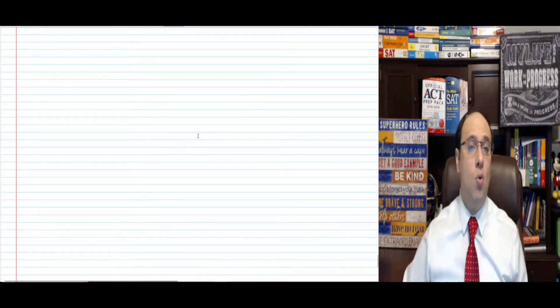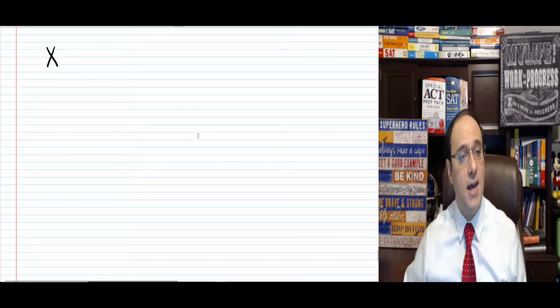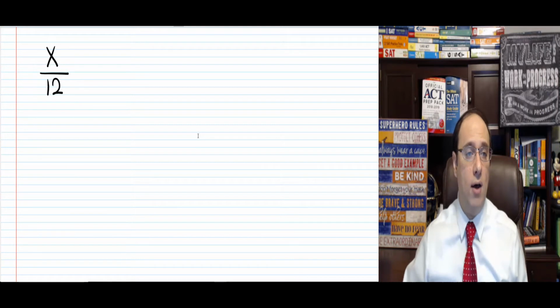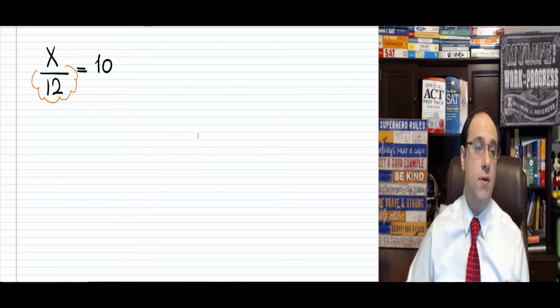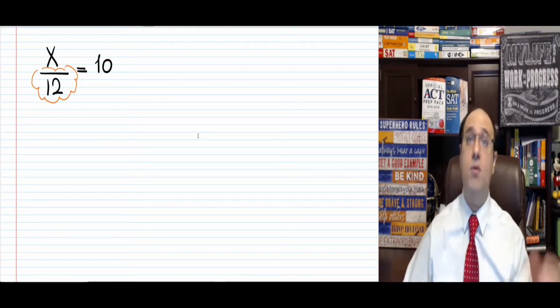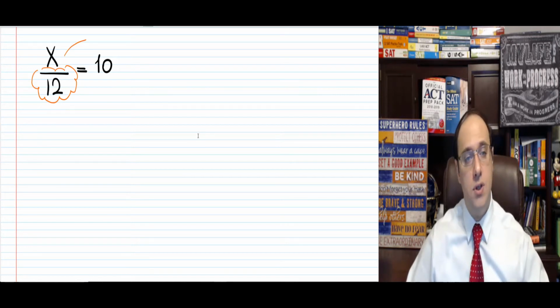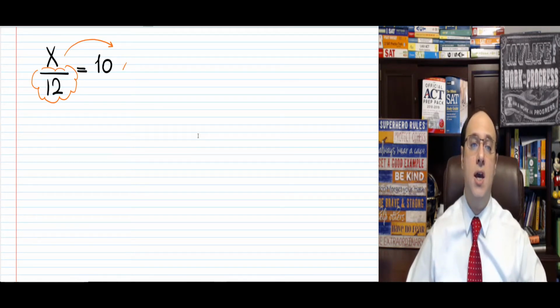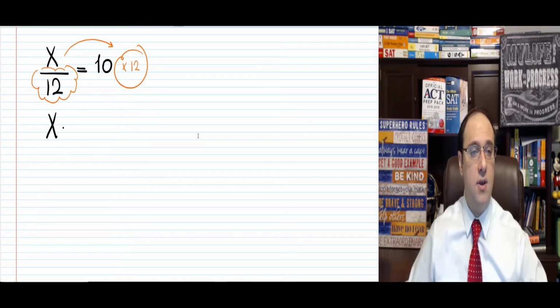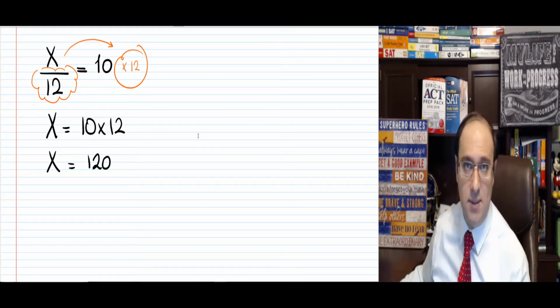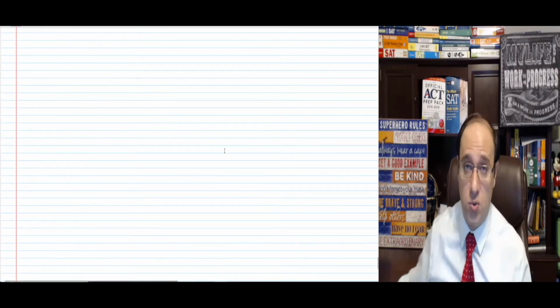Here's another one. What if I told you that x over 12 equals 10? X over 12 means x divided by 12. We need to get rid of the over 12 or the divided by 12. Move it to the other side of the equal sign. It changes into times 12, making x equal 10 times 12, x equals 120.